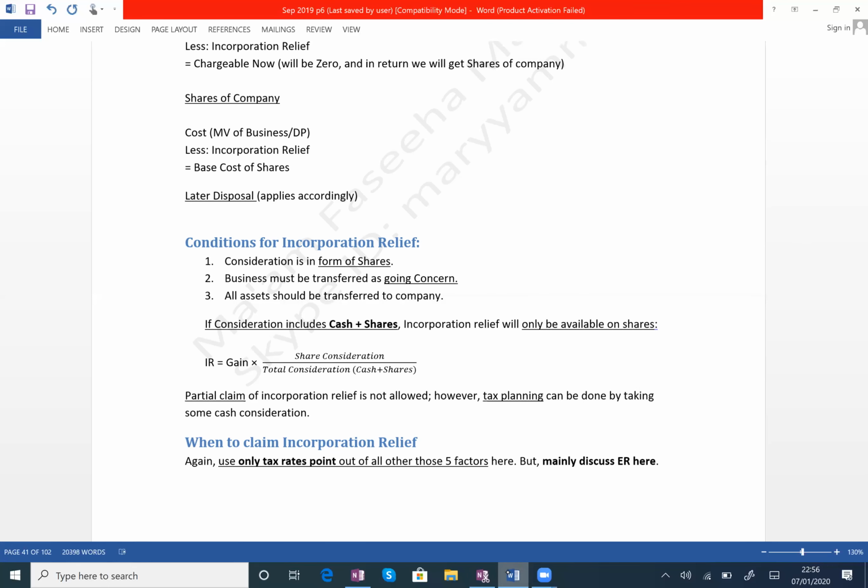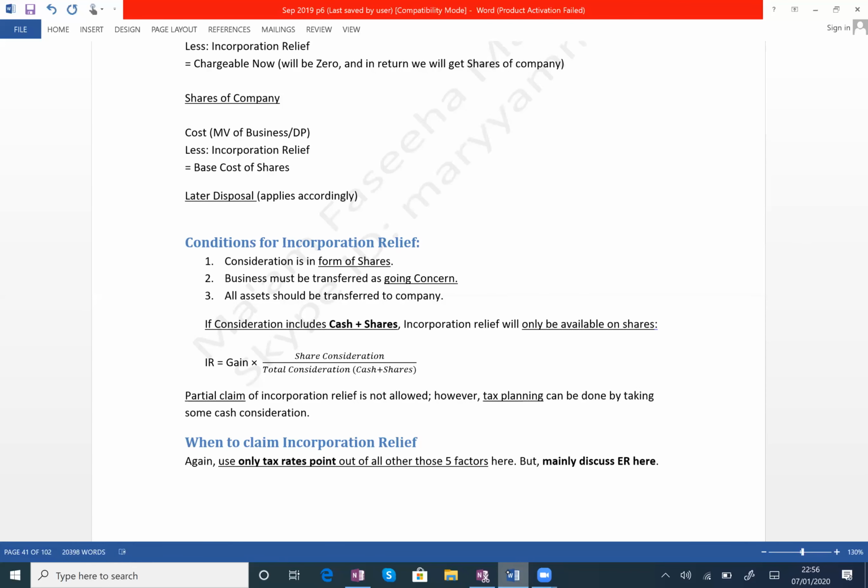Consideration is in the form of shares, business must be transferred as a going concern, and all assets should be transferred to the company. Next paragraph: if consideration includes cash plus shares, meaning the first condition is consideration in the form of shares, but if you receive cash along with shares, then tell me, on the cash portion, can you get the incorporation relief or not?